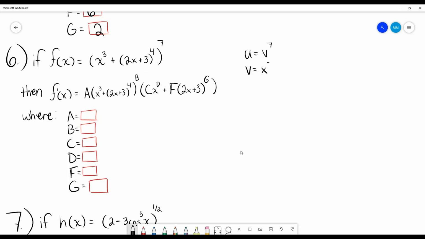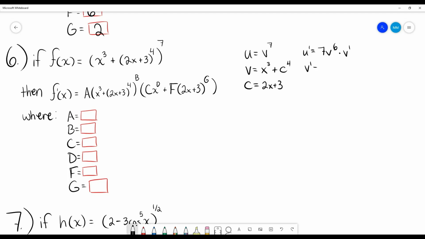That's pretty easy to take the derivative of. No inside, so I'm going to write that. Just x cubed plus, this looks like another inside. So I'll call this c to the 4th. Okay, and then c is just 2x plus 3 because there's no more insides. And then, per usual, derivative of u is going to be 7 v to the 6th by our power rule times the derivative of v.